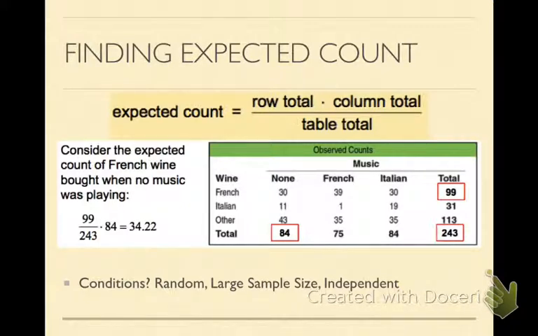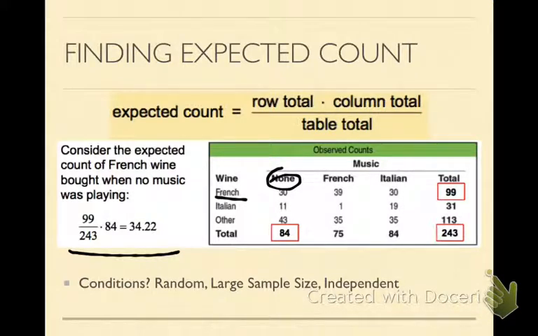Let's go back to what we're talking about right here. You're going to use the column total times the row total over table total. If you notice the red little boxes right here, you just do 999 times 84 over 243, and you'll get this 34.22, and that's the expected count for the French wine bought with no music playing. So that's this one right here, no music playing.